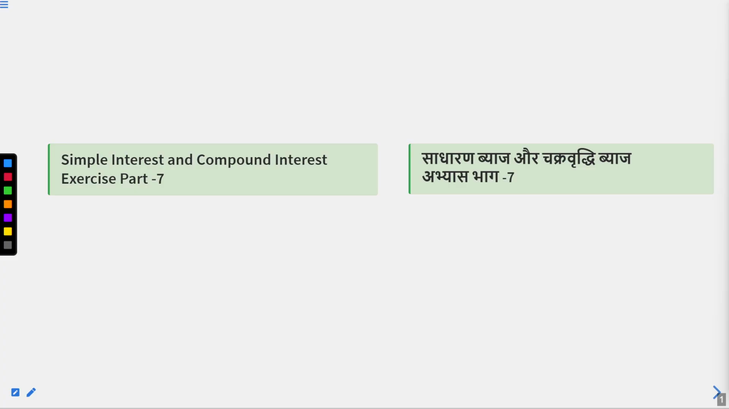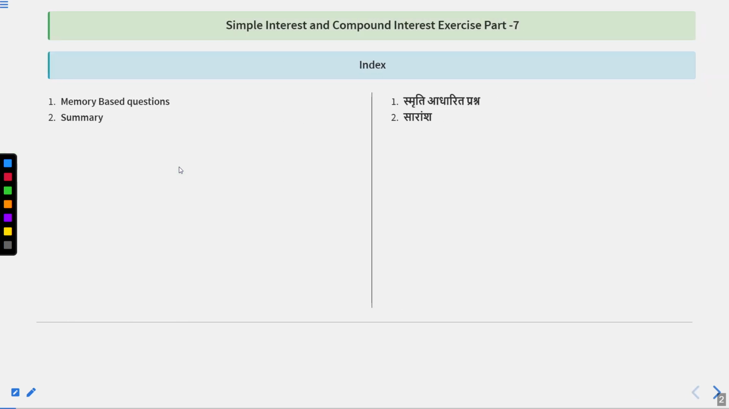Hello student, in today's class we are going to discuss simple interest and compound interest exercise part 7. So the index will be memory based questions and then summarize our today's lecture.